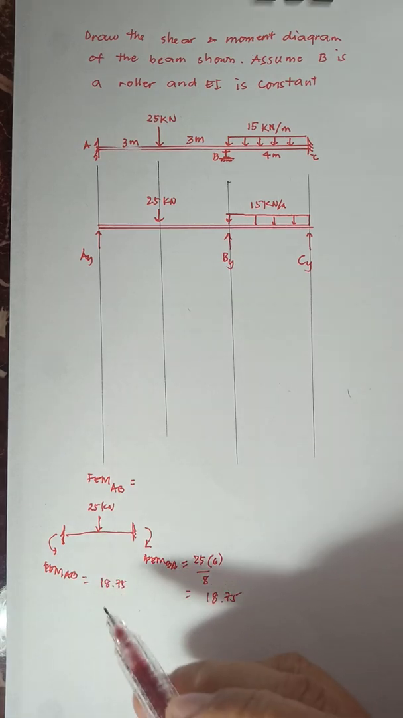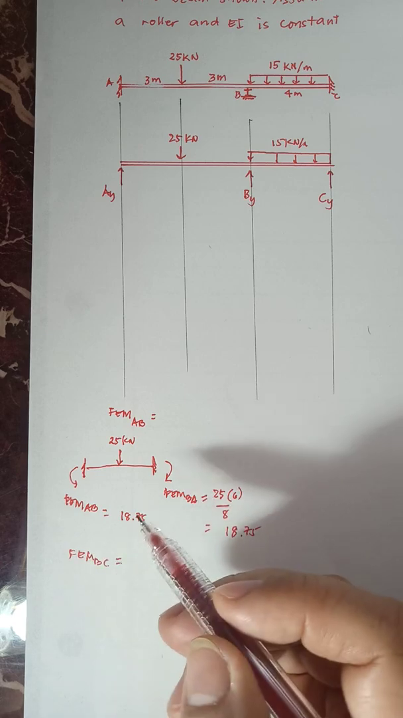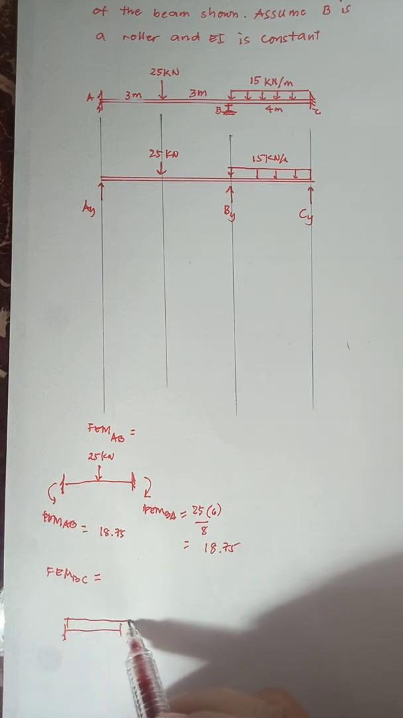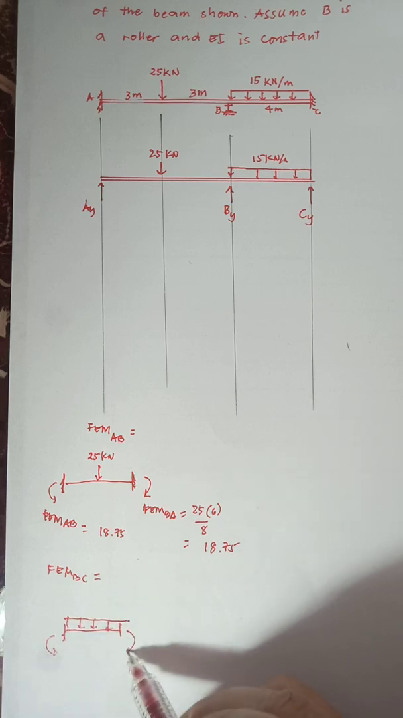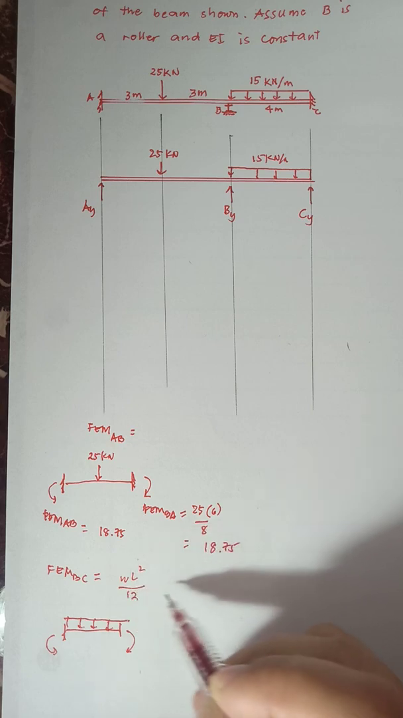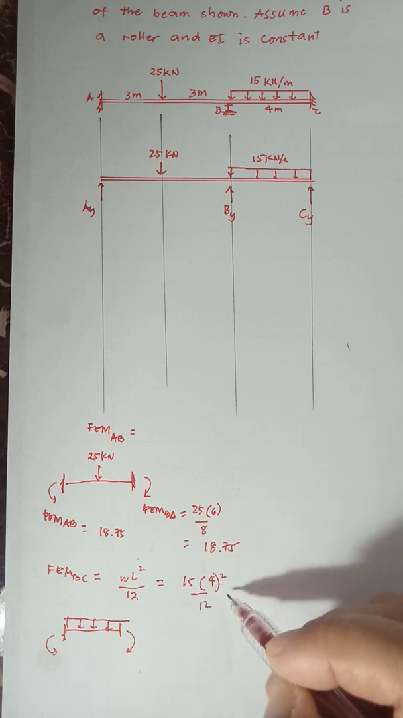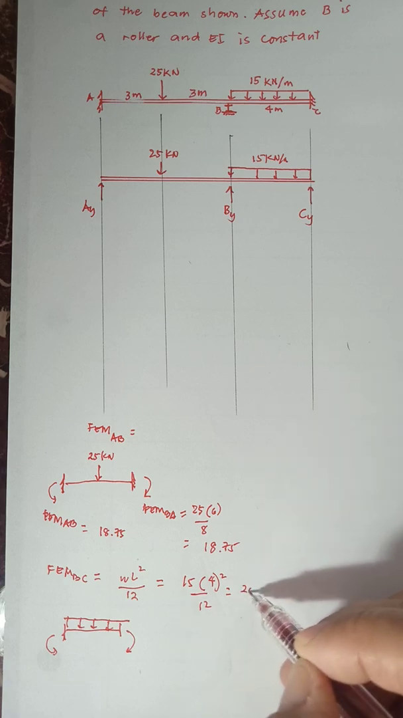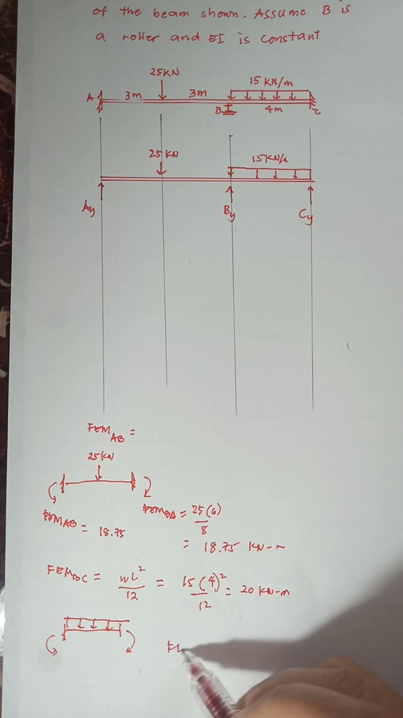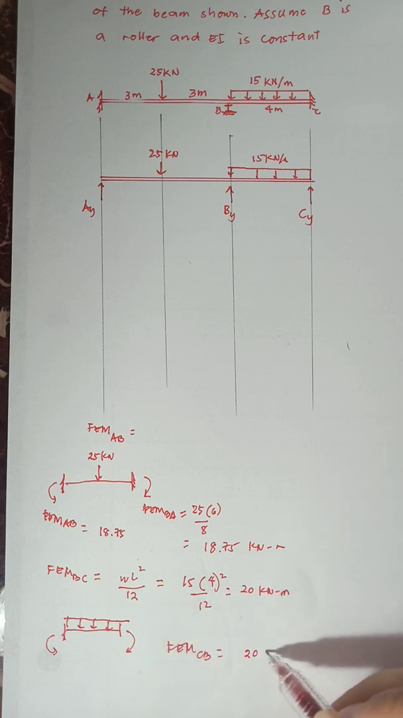So this will be 18.75. And then for FEM BC, it is also continuous here, so we get the fixed end moment for BC. It is a fixed ended beam, so what is the end moment from our formula? That would be WL squared over 12, equal to 15, L is 4 meters, over 12, and this is equal to 20 kilonewton meter. And FEM CB, they are the same, WL squared over 12, so this is also 20 kilonewton meter.